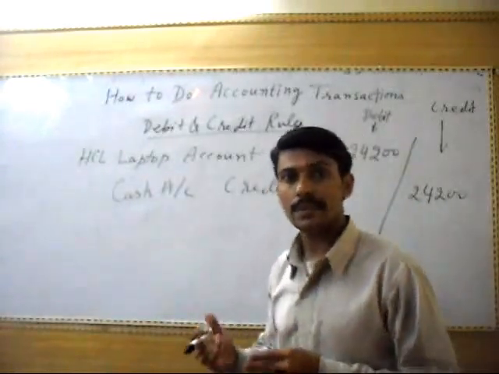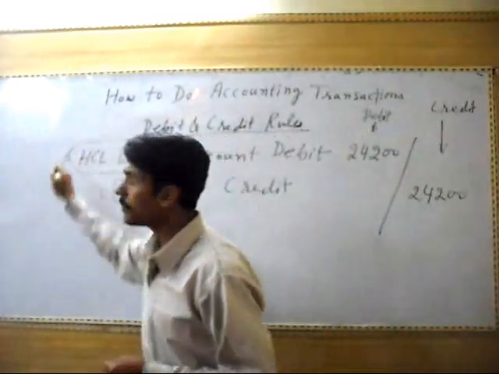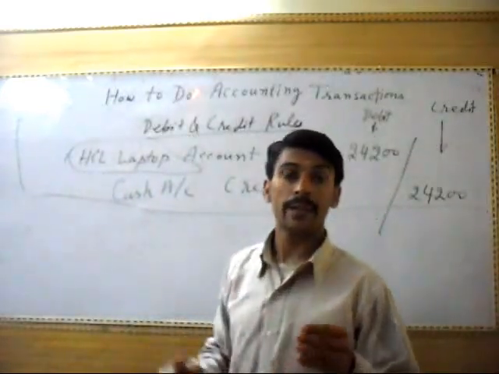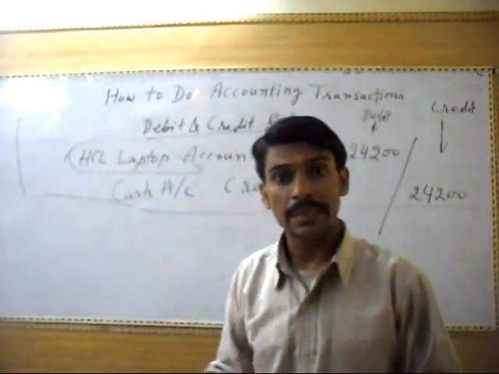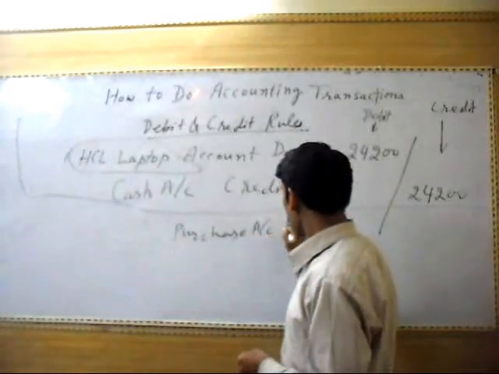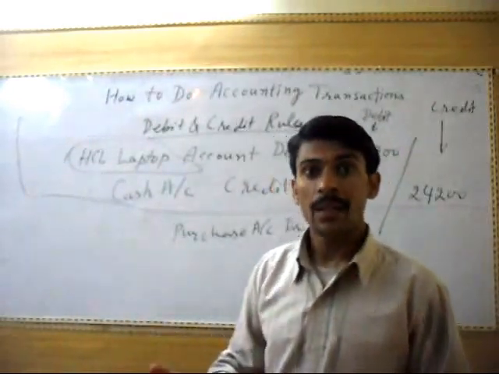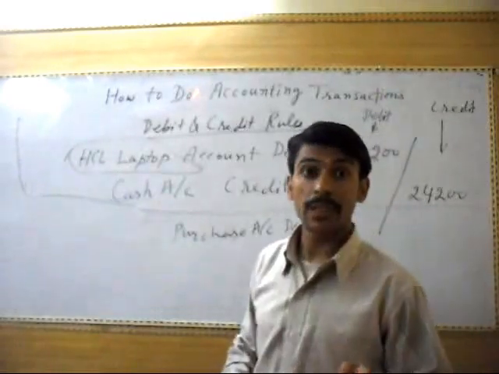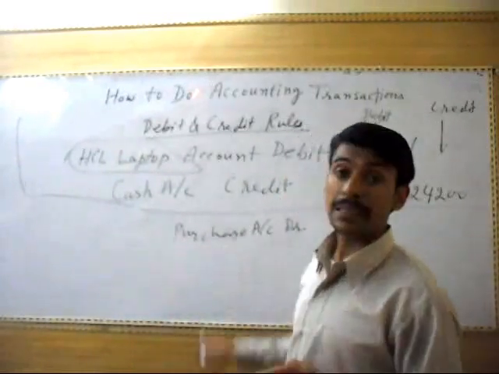Now if I will sell the same laptop to others, then this will be my current asset. At that time I will pass another entry. At that time goods are coming into my business, and that is my purchase account debit. So you have to see what type of product is coming into your business, either it is your fixed asset or your current asset. Or in the current asset you have to decide whether it is goods. So if it is goods, it will be purchase account.